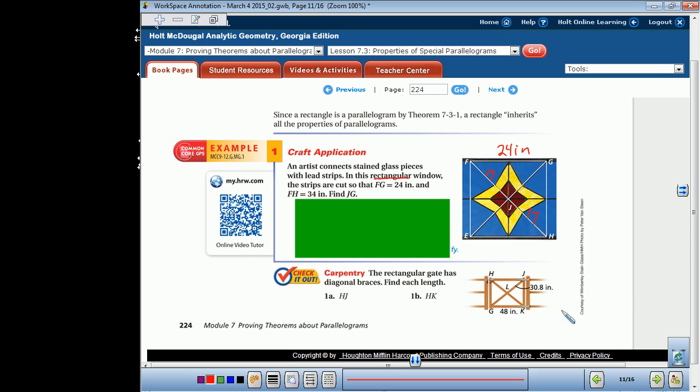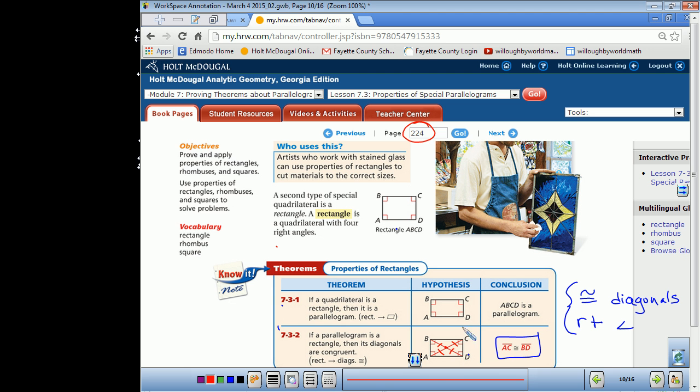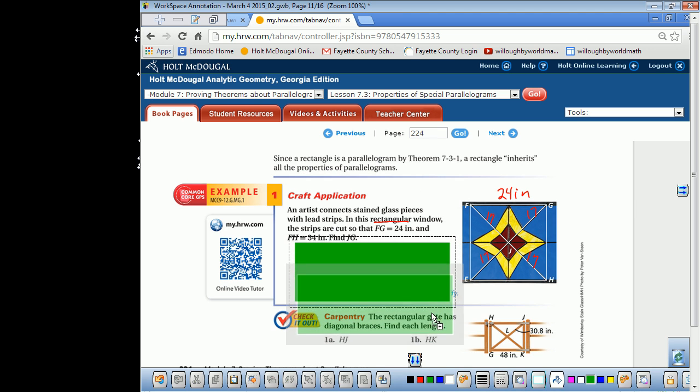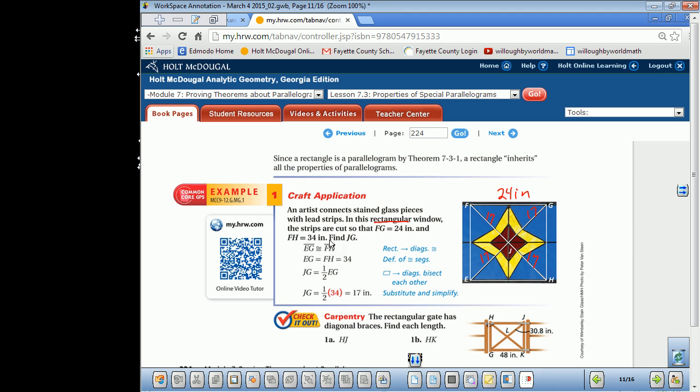But on a rectangle, didn't we say all the parts were the same? So if these two are 17, these two would also be 17. Okay, so here are the logical steps of thinking through this problem. EG is congruent to FH, so they're both 34. So if we take half of 34, we get 17.